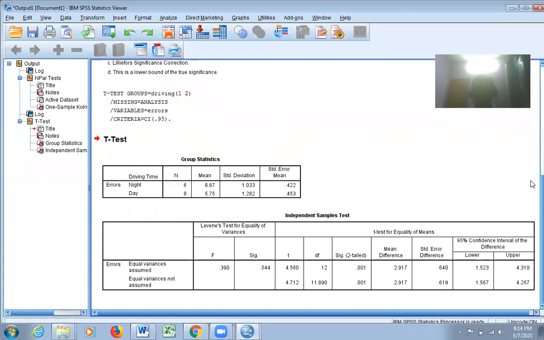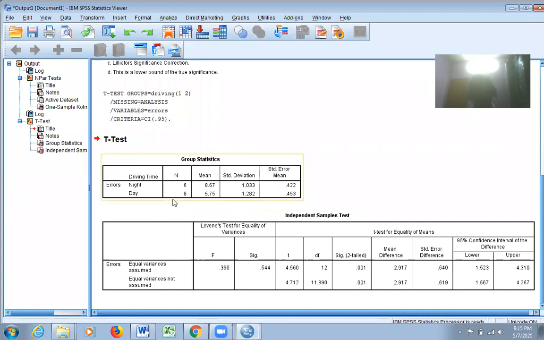So you get the result in the output window. You can see here the t-test. Night time 646 respondents, daytime 8 respondents. The mean number of mistakes committed by night drivers is 8.67 and day drivers 5.75. It means that those who drive at night time make more mistakes than those who drive in the daytime. And this column shows the standard deviation.